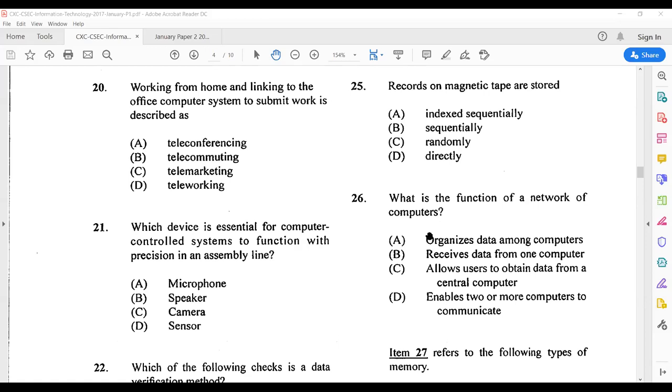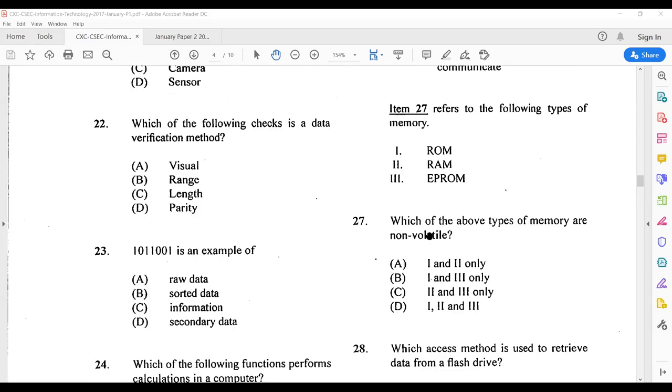Receives data from one computer. No, because you have multiple computers on a network, right? Allows users to obtain data from a central computer. Again, because you have multiple computers in the network, right? And you can think about it at home. At home you have your laptop, your iPad, your phone, the tablet, etc., on the network. And generally speaking, all those devices could communicate with each other on your network. All right, let's move on to 27.